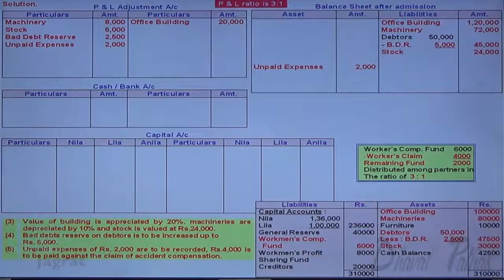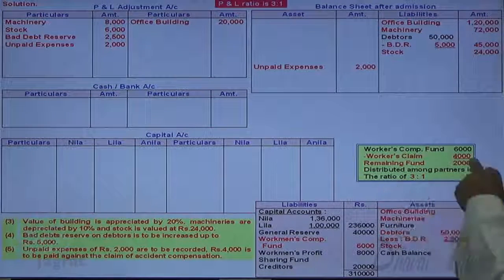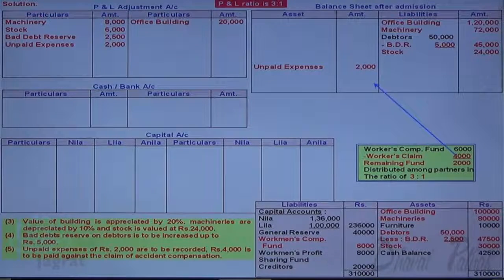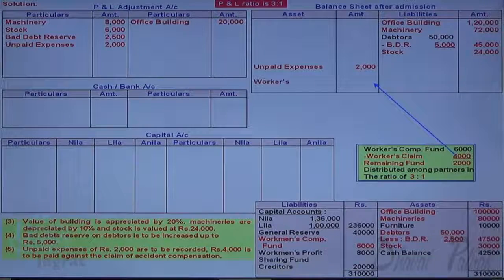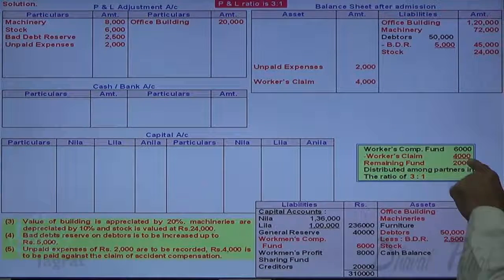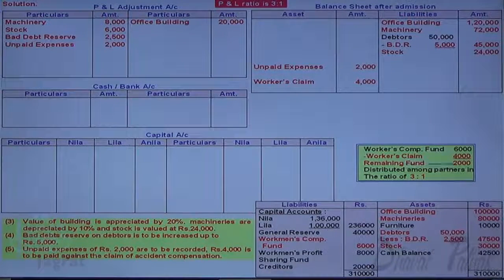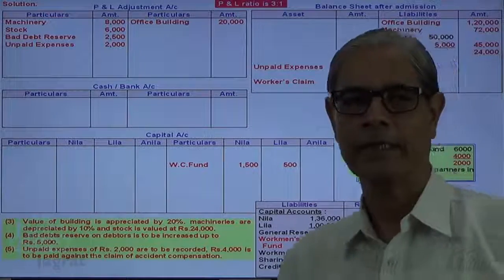So workman compensation fund 6,000, claim against it 4,000, remaining fund 2,000, distributed in the ratio of 3:1. So 4,000 claim is a liability that will appear on the liability side, and this 2,000 is distributed in the ratio of 3:1. So 1,500 and 500. This is how this adjustment is to be taken care of.